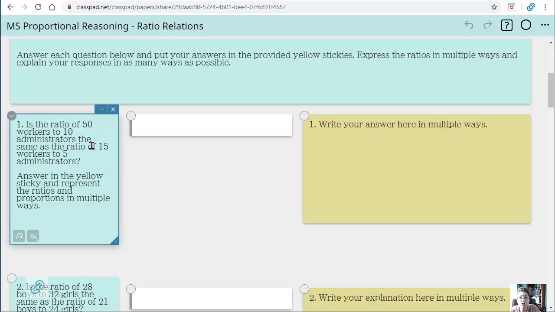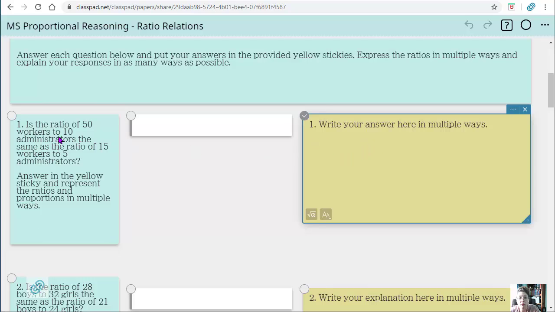So is the ratio of 50 workers to 10 the same as the ratio of 15 workers to 5? So over here, we're going to say, okay, well, can you explain what that means? Well, this means for every 10 administrators, I should have 50 workers. So maybe I might think, well, if I have 5, that's half. So if I have half the administrators, 5, I should have half the number of workers. So that should be 25. So this ratio here doesn't seem to make sense. So I didn't actually do a cross multiply and divide. I'm actually thinking about the quantities.